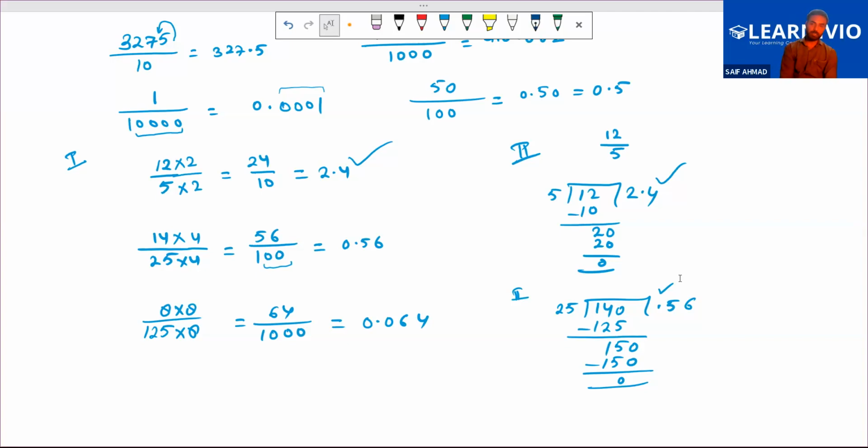The second way is directly division. You have to divide directly. 50 upon 100.